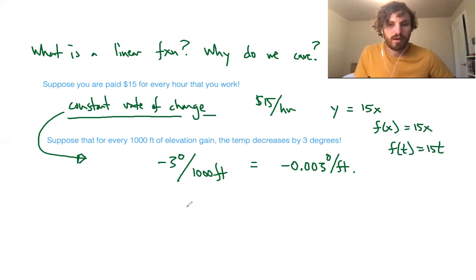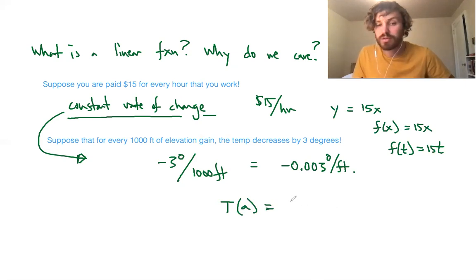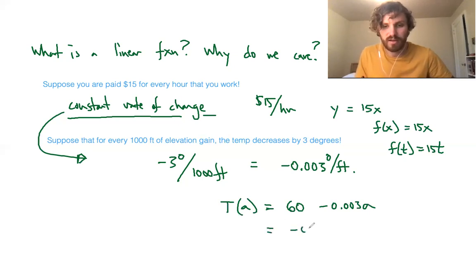Over here, we might write in function notation, we've got temperature as a function of height, so maybe t of h, or maybe altitude, so t of a is equal to, well, again, let's suppose that at sea level, it was 60 degrees. So that would be like my y-intercept. And then I could subtract 0.003 times a. So we might even write this as negative 0.003a plus 60. So you'll see this sort of mx plus b.